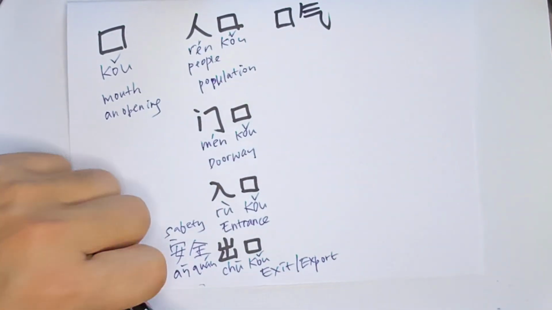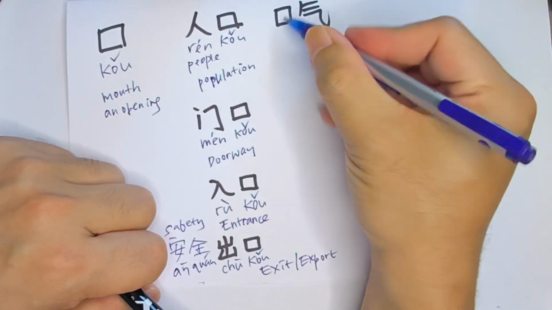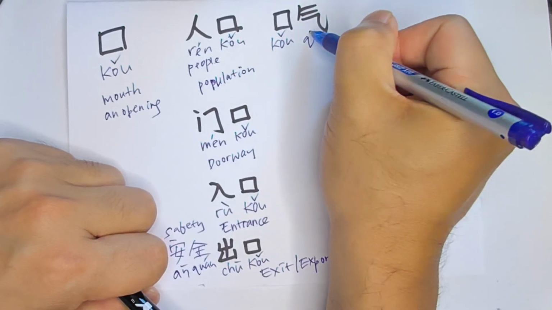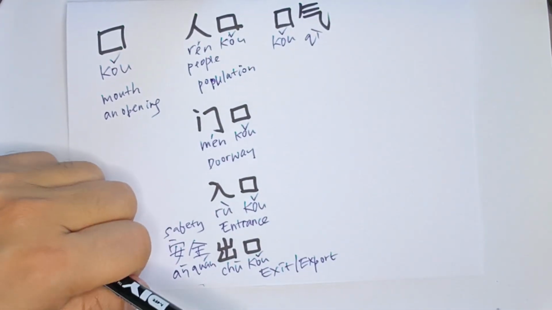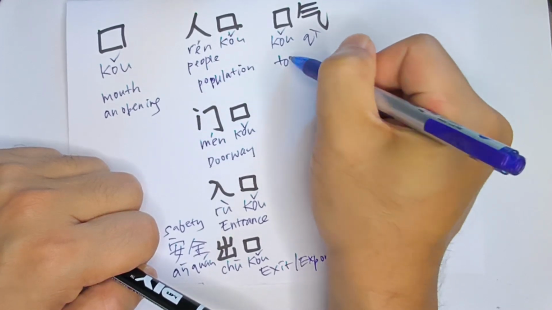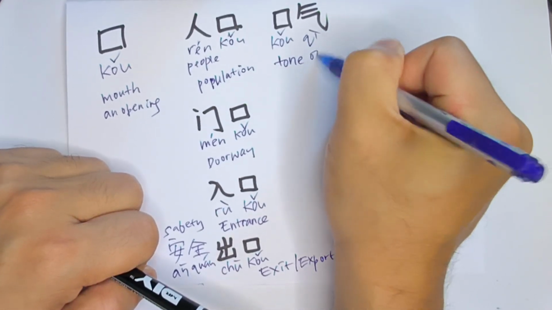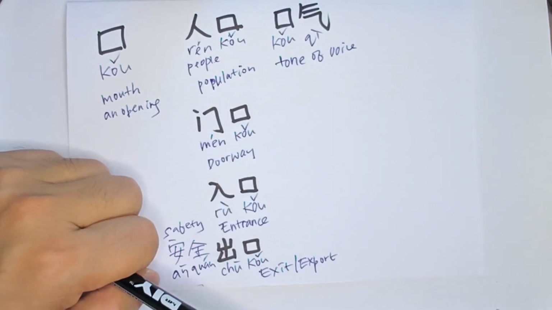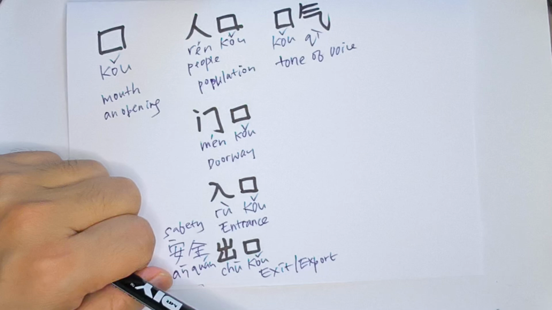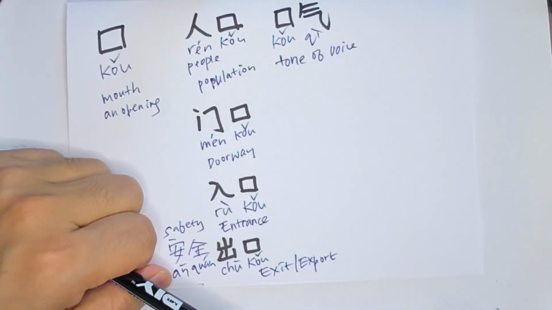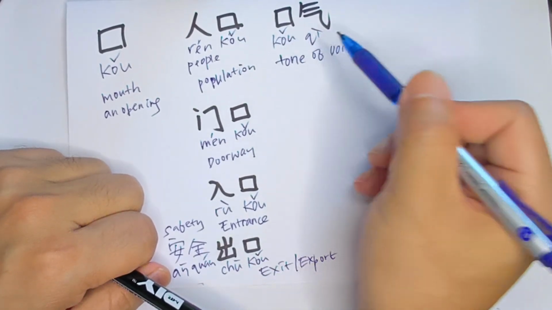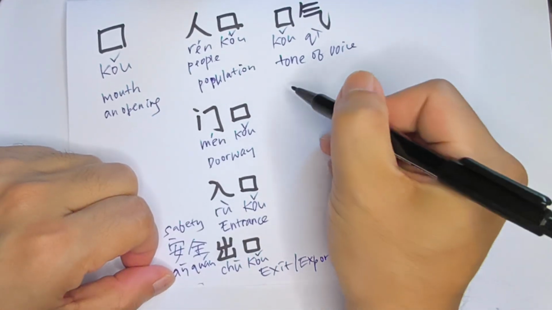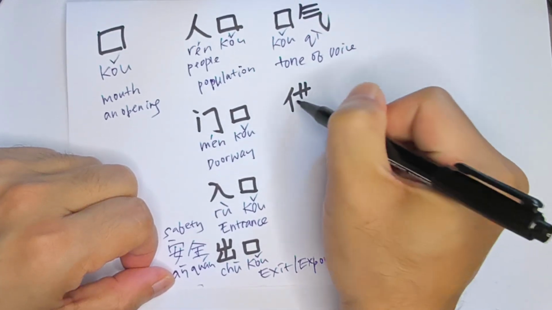And then we can also use it this way. 口气 is your tone of voice, okay? His 口气 is not good. Maybe he's speaking in a very rude way. In that case you can say he has a very bad 口气, okay? 口气.